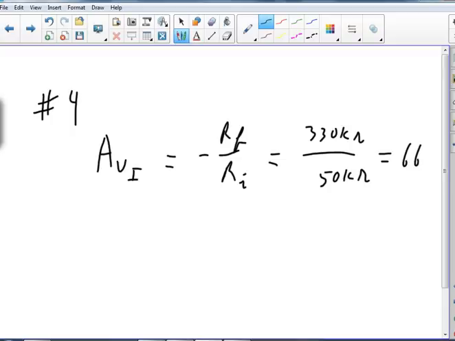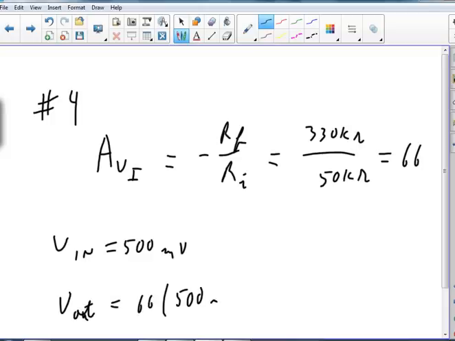Gain is always dimensionless. There are no dimensions associated with the gain. I have an input signal, so my V in is 500 millivolts. So my V out is going to be 6.6 times 500 millivolts. What's half of 66? 33 volts.